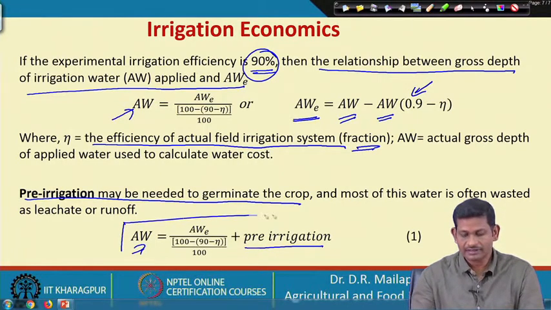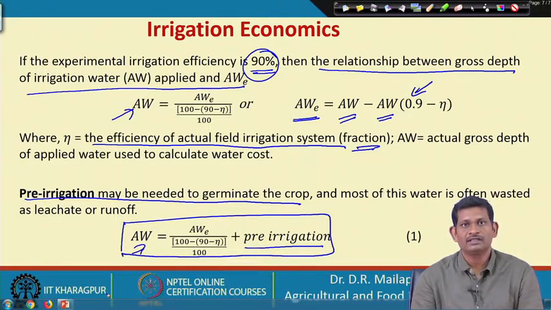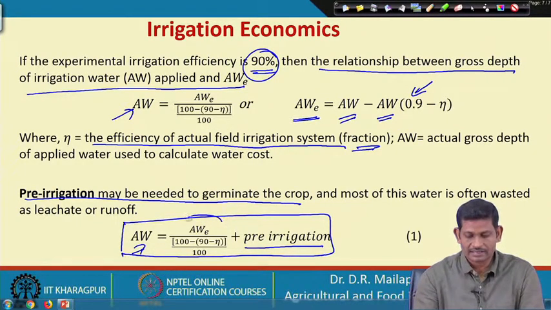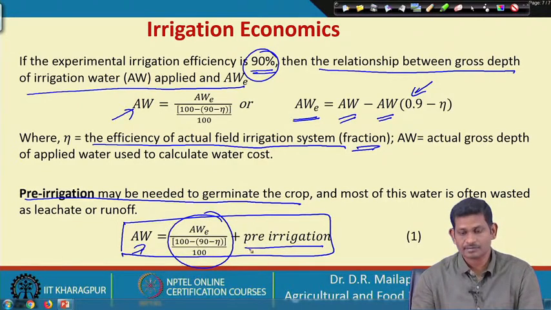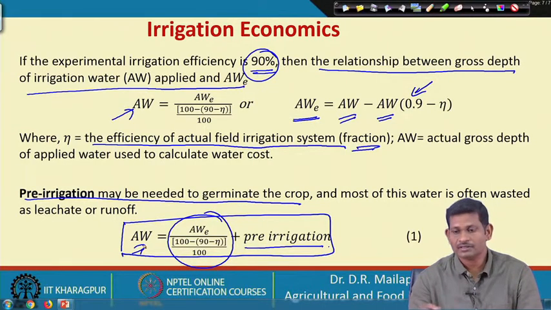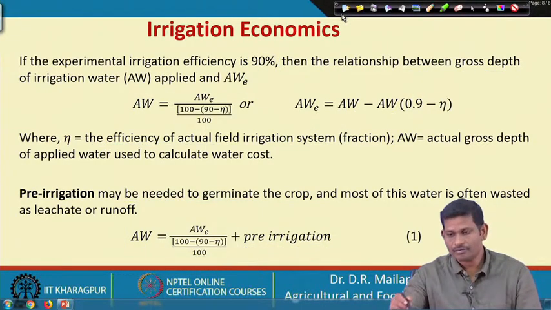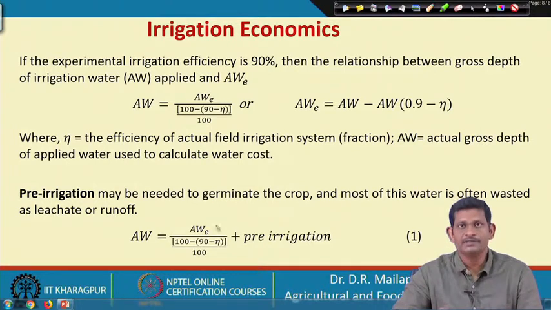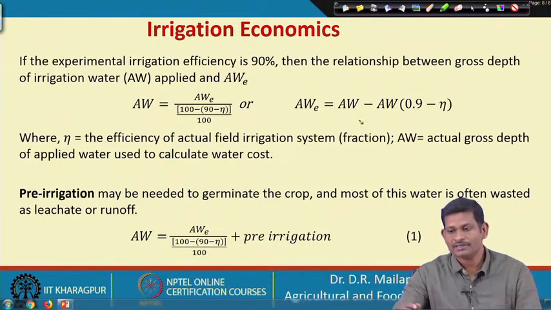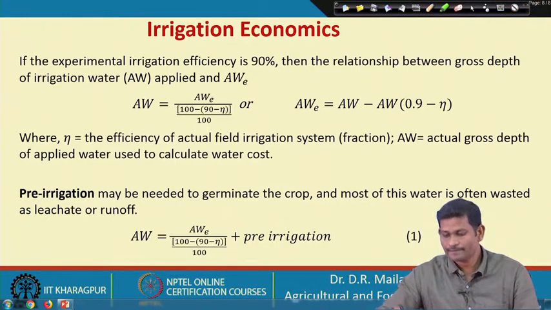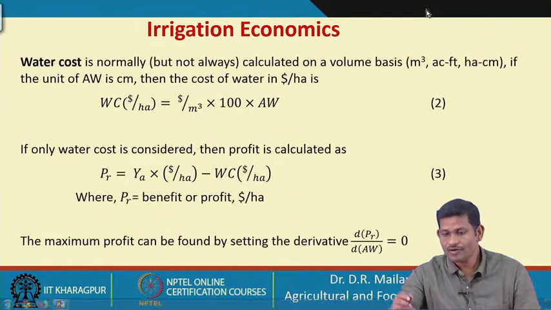So, most of this water is often wasted, leached or runoff. Then the adjusted gross water depth applied to the field is equal to what we have already computed plus pre-irrigation. This is the gross water depth applied to the field for a particular crop, whereas AWE is the actual depth of water applied to the crop during the experiments. Okay, so then the cost.